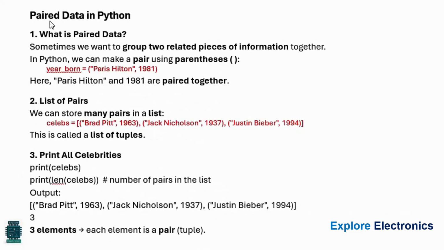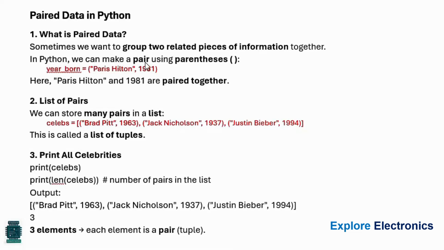And the next concept is paired data in Python. What is paired data? Sometimes we want to group two related pieces of information together. It should be related. Something like if I want to take the name along with the age. These two are related. That's why I want to take them as grouped data.